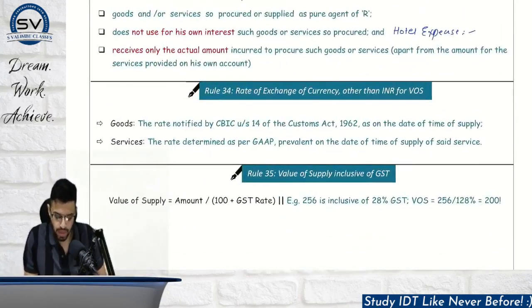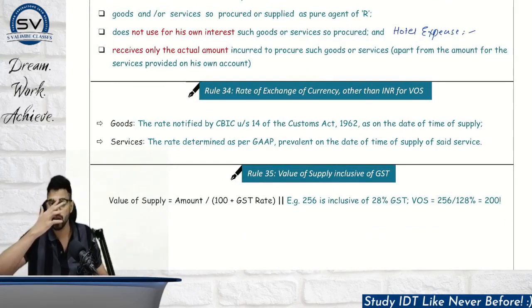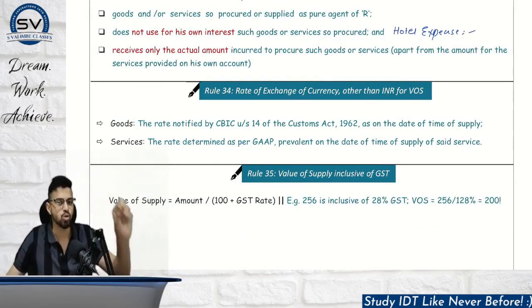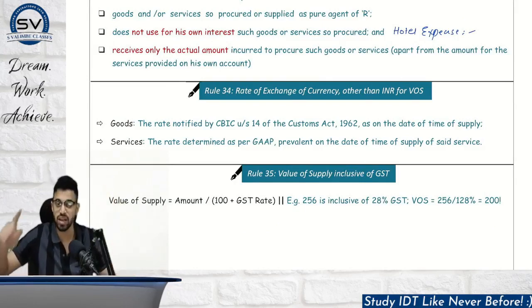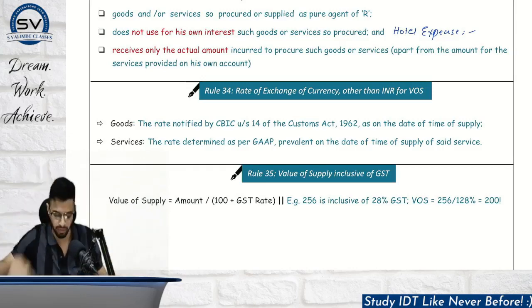Next, the supplier receives only the actual amount incurred and nothing beyond that. For example, let's say the pure agency related service was of 5,000 rupees. He has to recover exactly 5,000 rupees. If he recovers 5,001 rupees, then it will not come under pure agency service. The entire amount will be taxable and included in the value of supply.